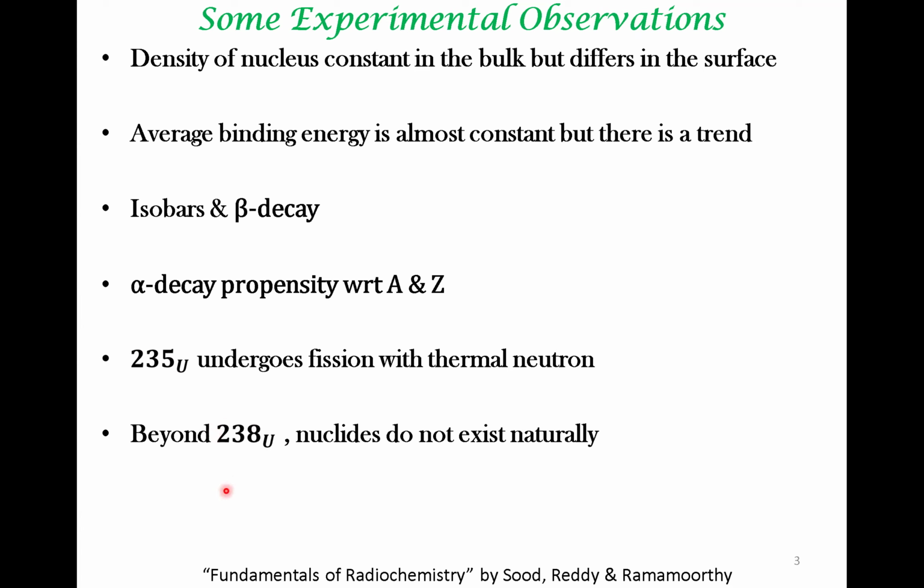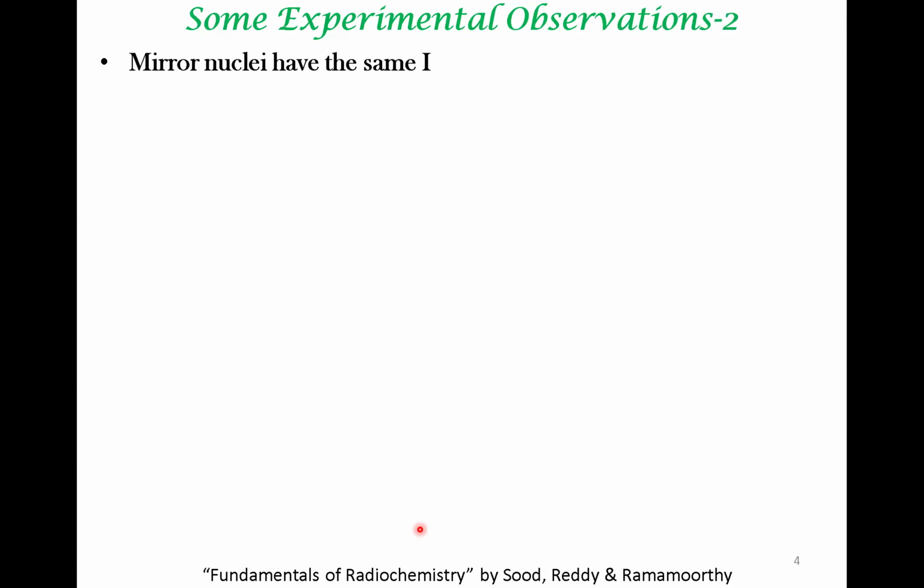Besides a particular atomic weight and atomic number, nuclides do not exist naturally. That's an important feature. The spin quantum number of the nucleus has a dependence on the nuclear configuration, whether it is an odd number of neutrons and protons or an even number of neutrons and protons. These have to be taken into account to build a model.